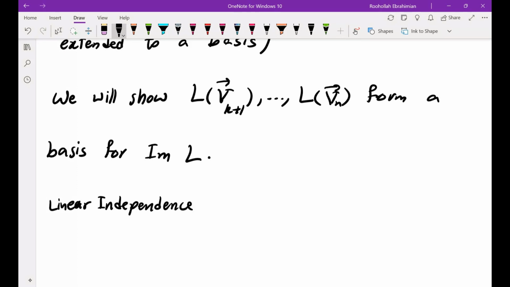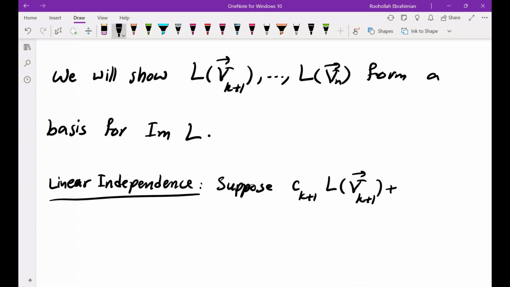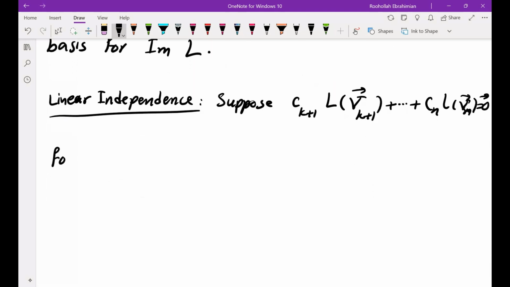So in order to show they are linearly independent, we'll start from a linear combination that is 0, and then we'll show that the coefficients must be 0. So suppose, I'm going to use c_{k+1} because it's the coefficient of L of v_{k+1}, even though it doesn't really matter. Suppose this linear combination is 0 for some scalars c_{k+1} all the way to c_n.